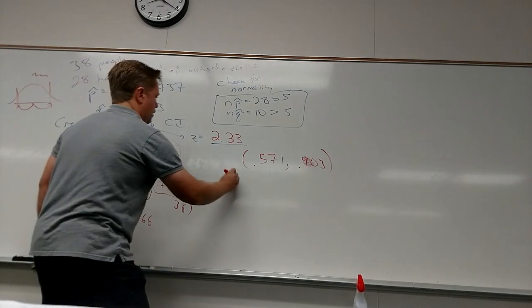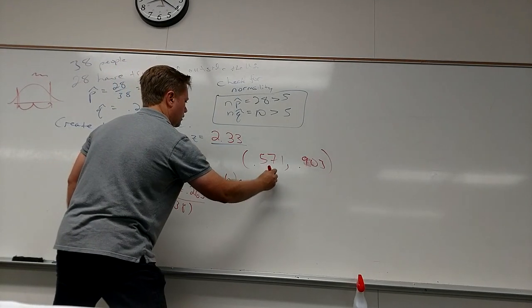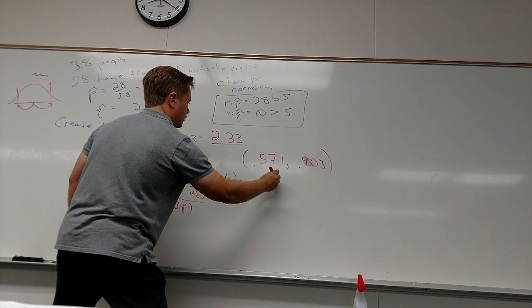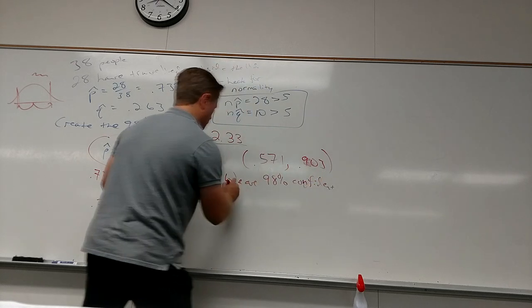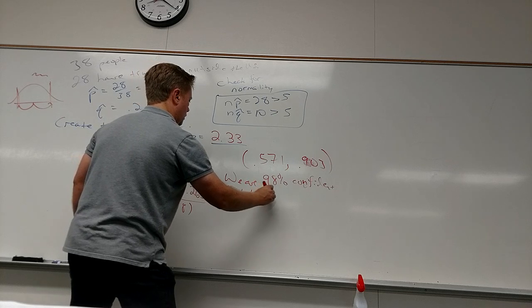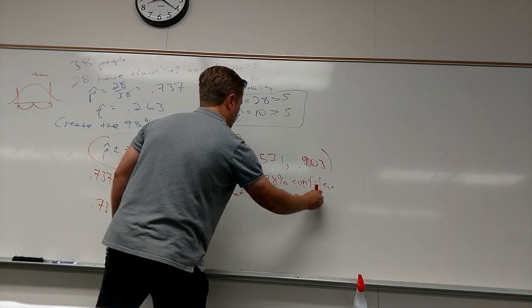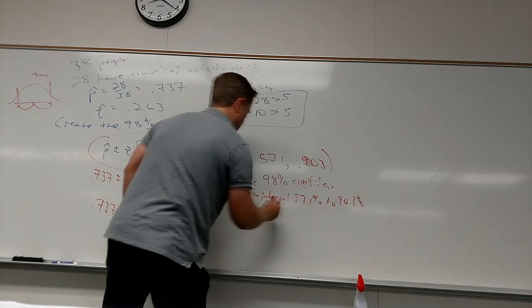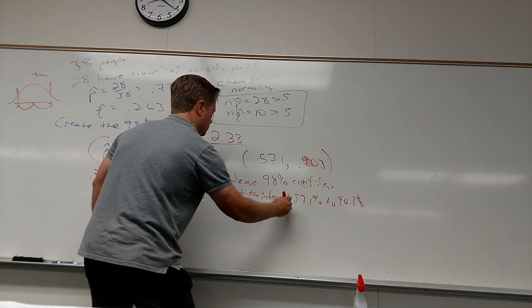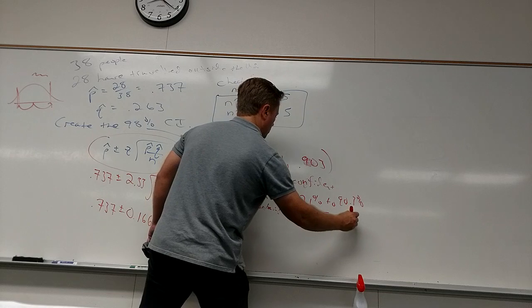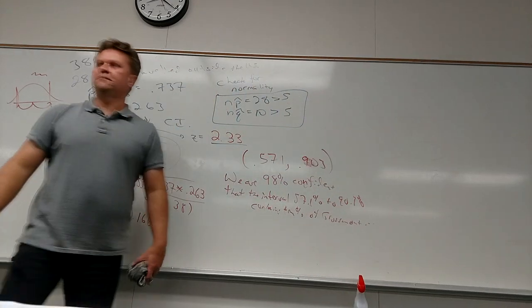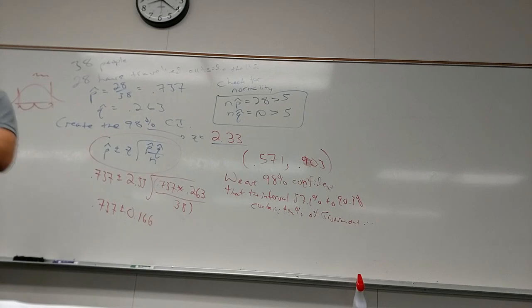So how do I say this? We are 98% confident that the interval 57.1% to 90.3% contains the true percentage of Grossmont students who have traveled. Blah blah blah blah. Right. So you always have to reference the physical situation. Don't just put dots. I can because I'm the teacher. You put, I got time.